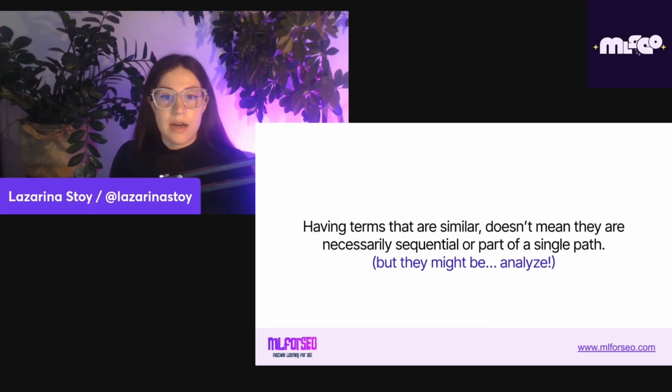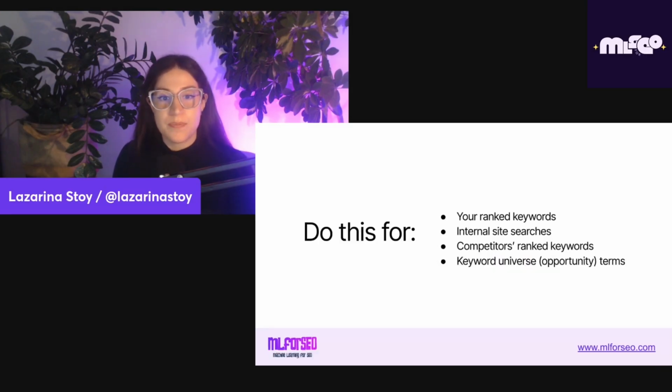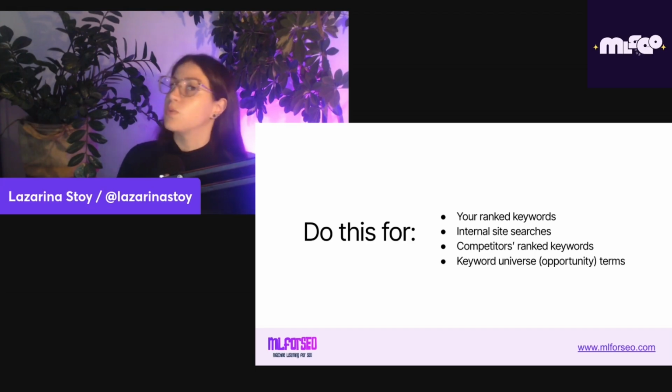Having terms that are similar doesn't mean they are necessarily sequential or part of a single path, but they might be. So my suggestion to you here is to analyze those terms and potentially identify some that might be sequential. You can do this kind of analysis for your ranked keywords, your internal site searches, your competitors' ranked keywords, and your keyword universe or otherwise opportunity terms that you would like to rank for.